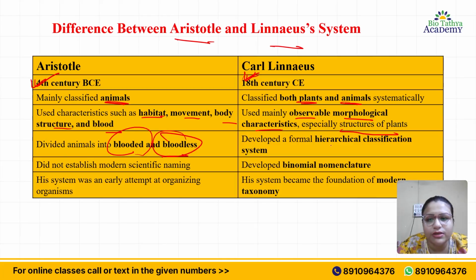Linnaeus developed a formal hierarchical classification system. Aristotle did not establish modern scientific naming, but Linnaeus did binomial nomenclature. Aristotle's system was an early attempt at organizing organisms, and it became the foundation of modern taxonomy.